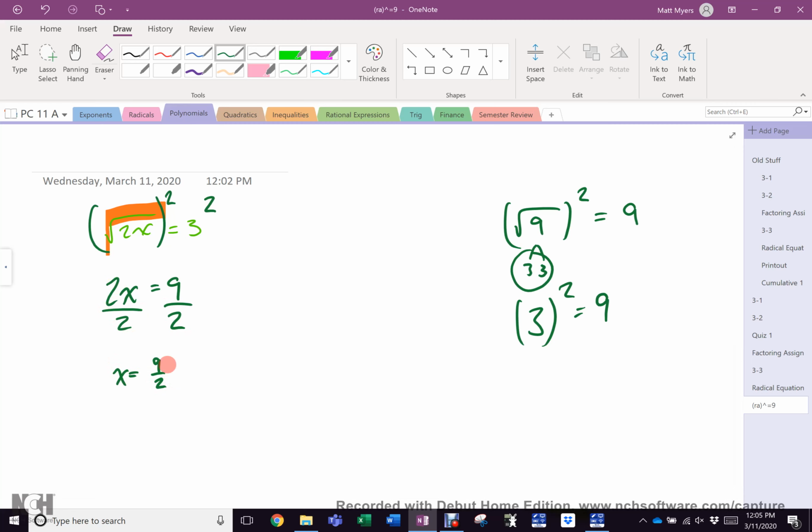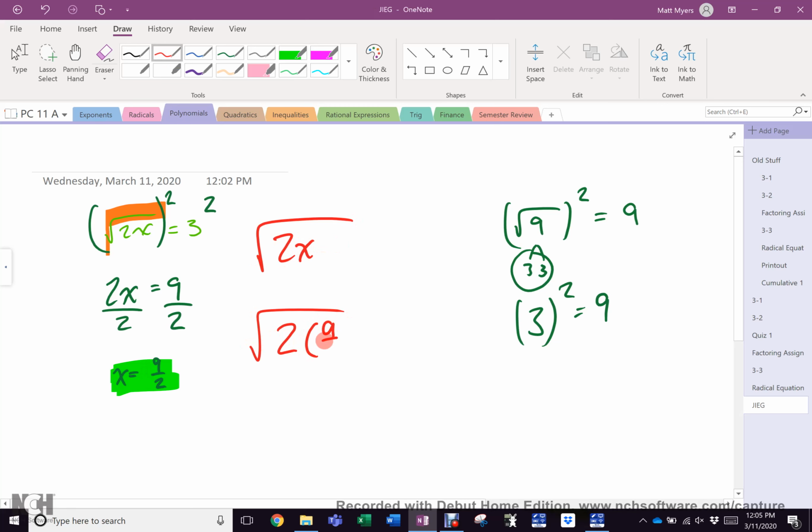If you're in doubt, that right there says x equals 9 halves. I have that right now. What is x? 9 halves. So that is 2 times 9 halves. What happens to the 2 and the 2?